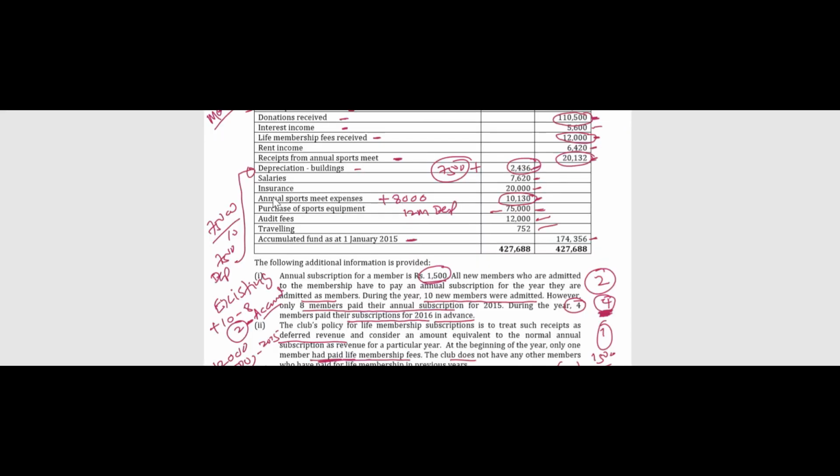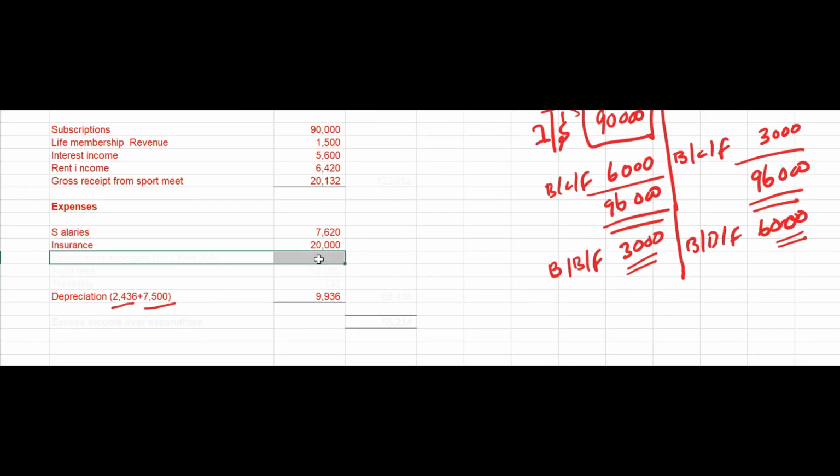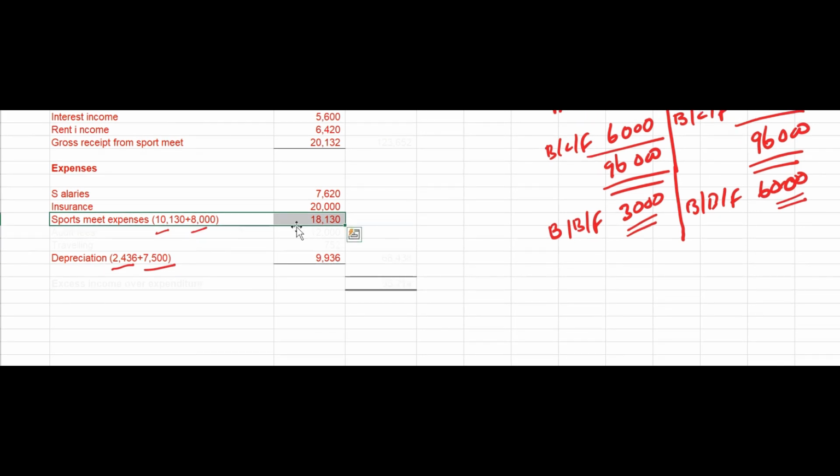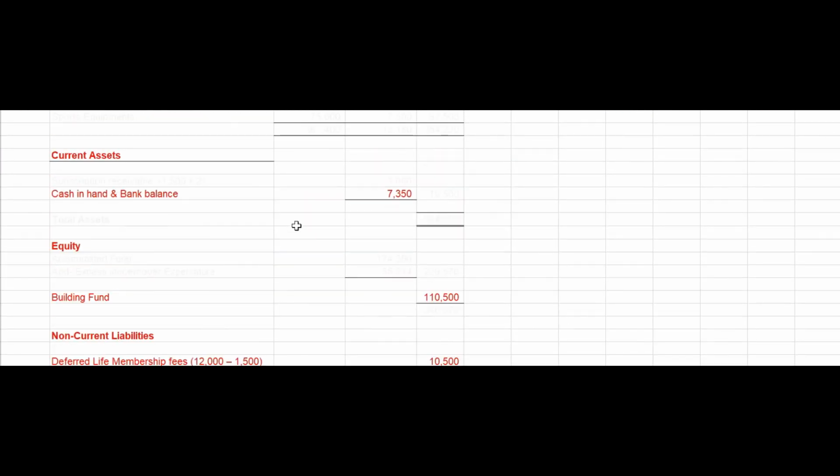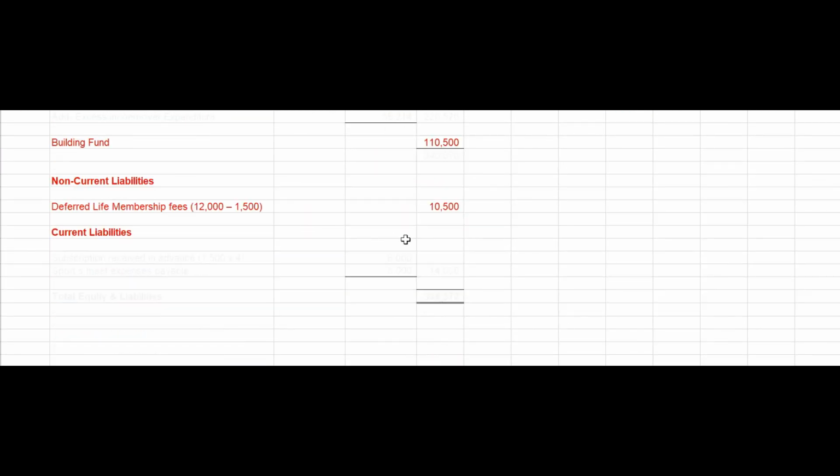Then you have annual sports meet expenses. Please remember there was an amount to be paid for the services. So 8,000 has to be added. So sports meet expenses, 10,000 plus 8,000, so 18,000. So go to the balance sheet and show this amount as 8,000. I forgot something here. Current liabilities, I think this is the amount, 8,000.